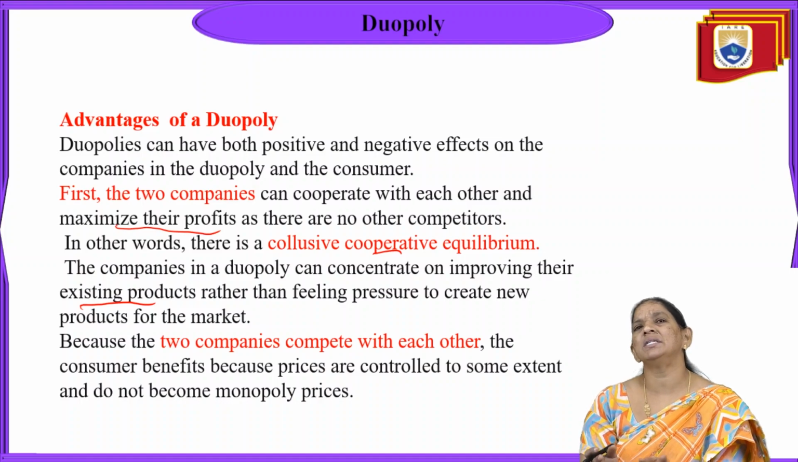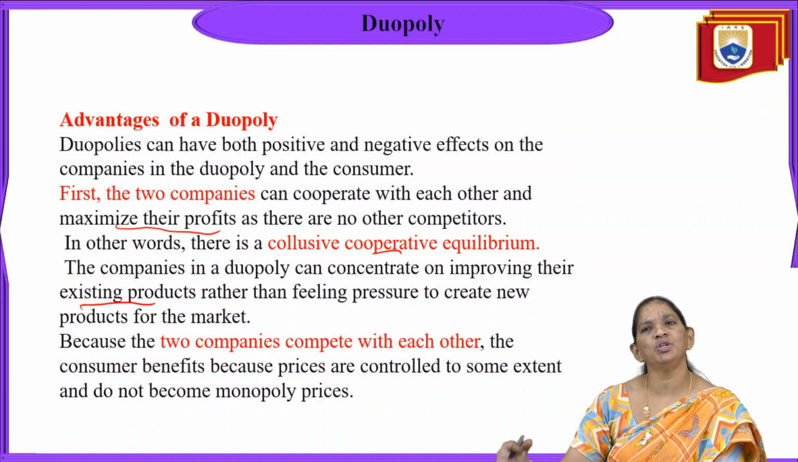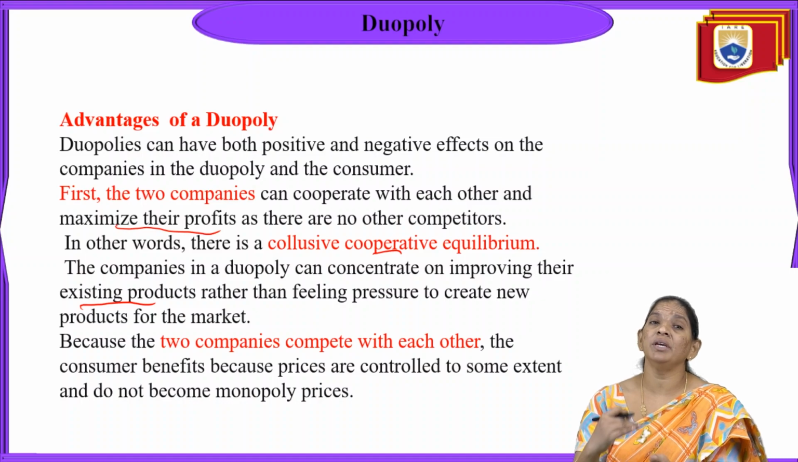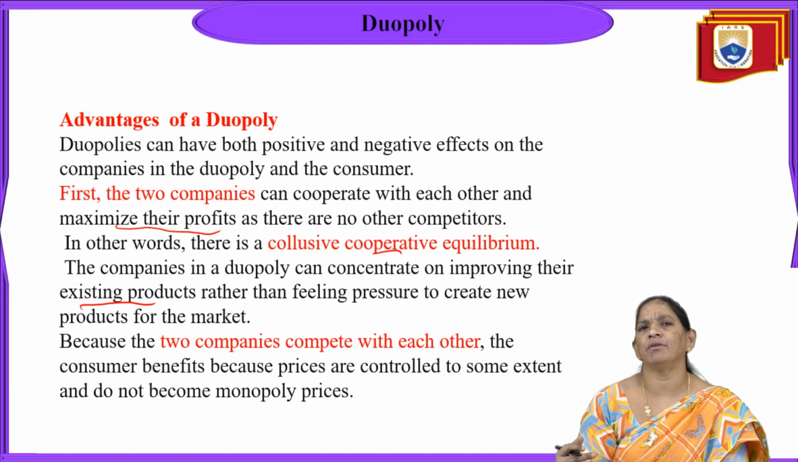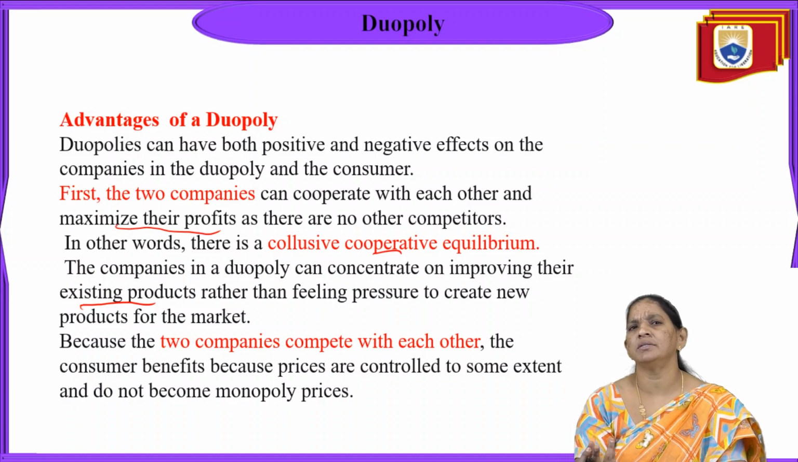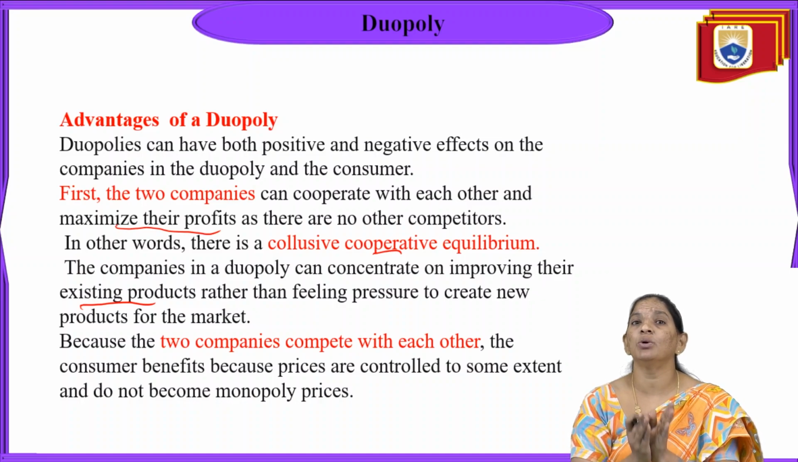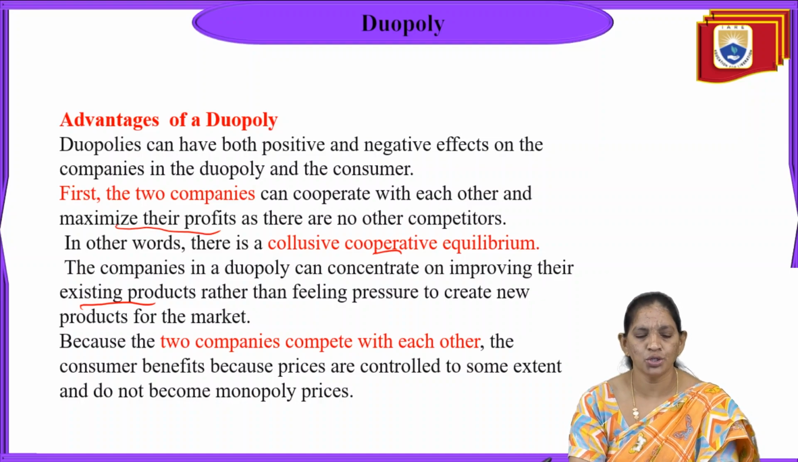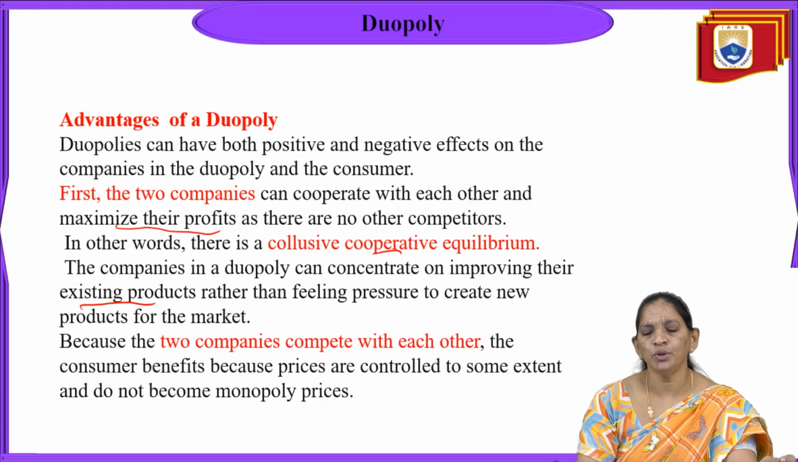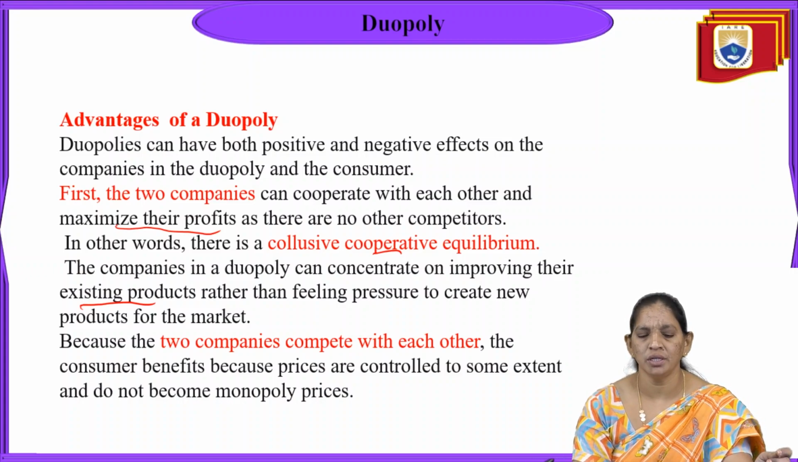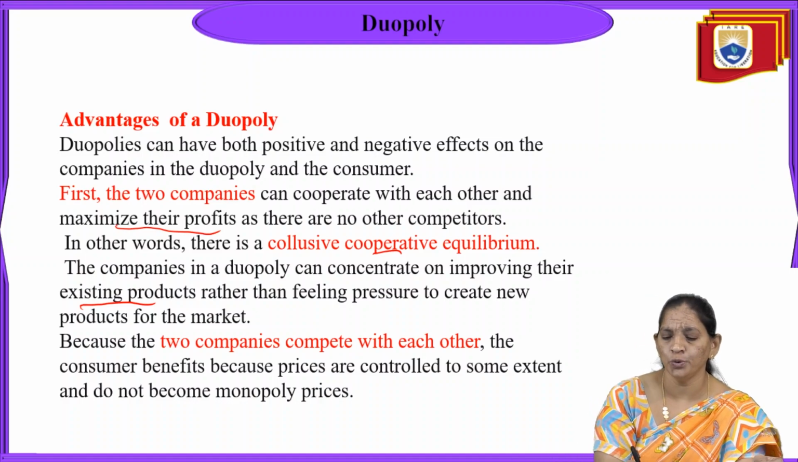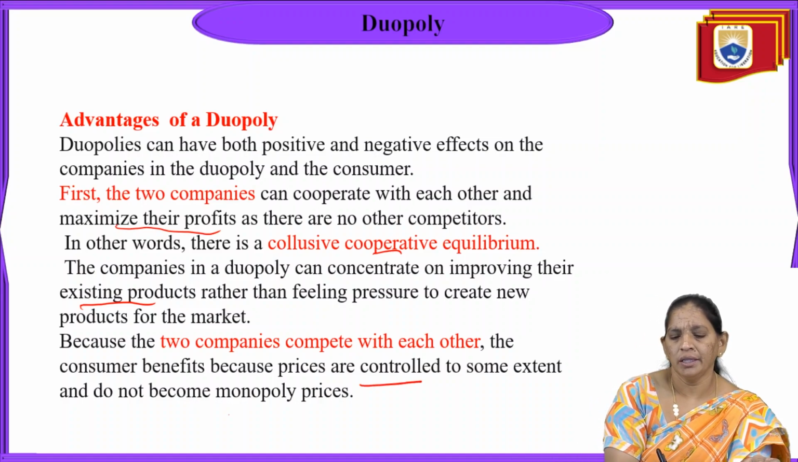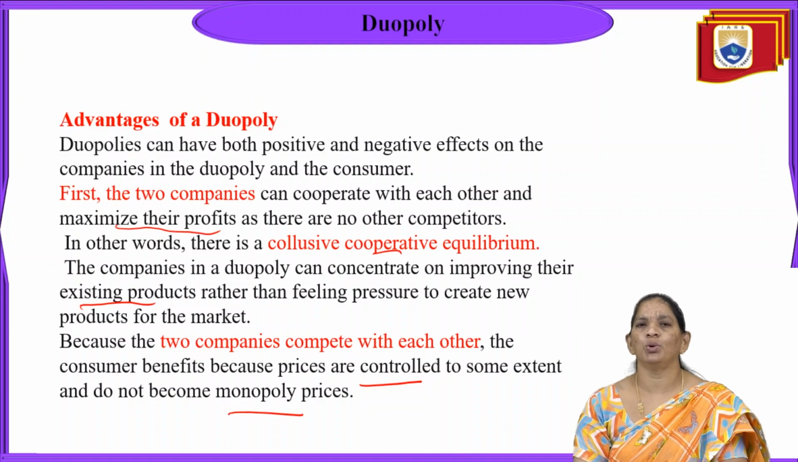So based upon this, they never go for finding some innovative or new product. They will be continuously monitoring and giving a perfect product with whatever capacities they have, and they want to supply that product in order to capture a good market share. And because the two companies compete with each other here, the consumer benefits, because the price is controlled to some extent, and they do not come under a monopoly.